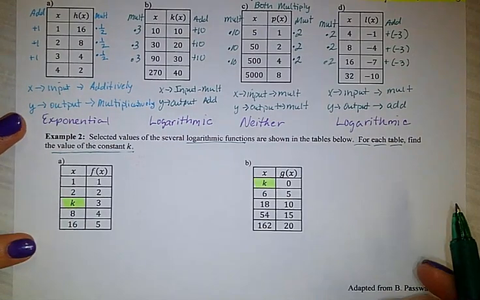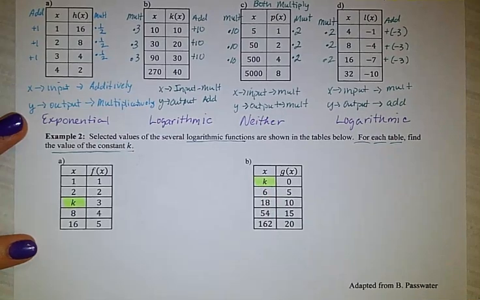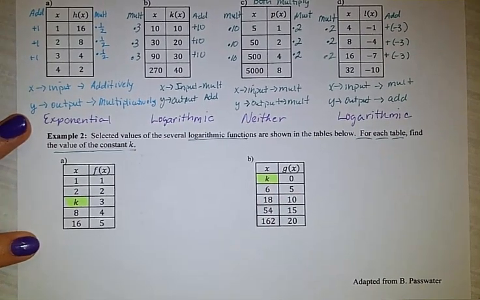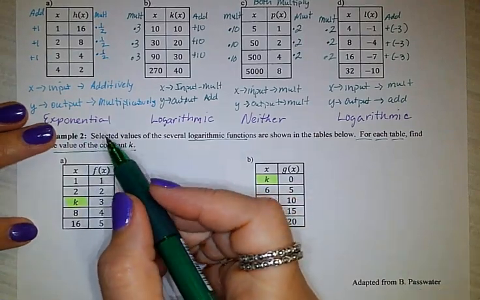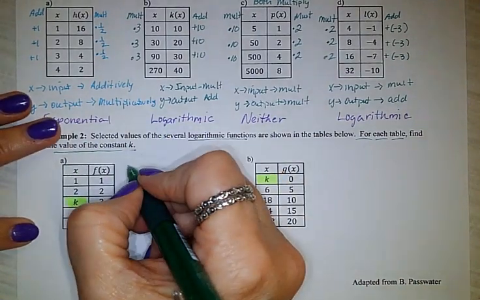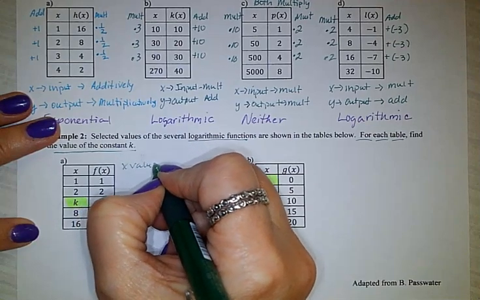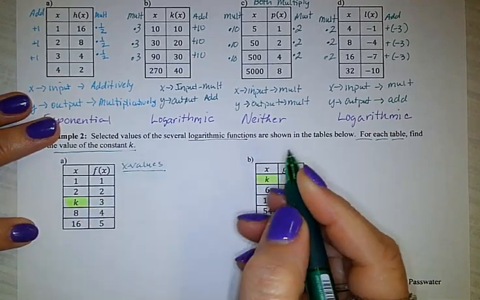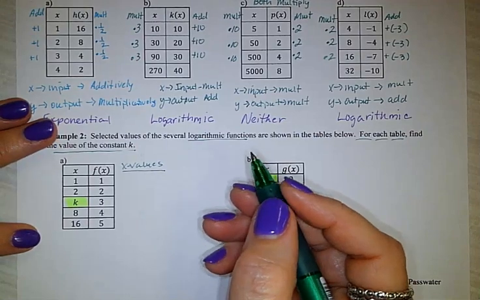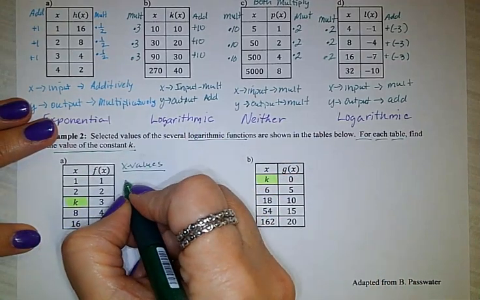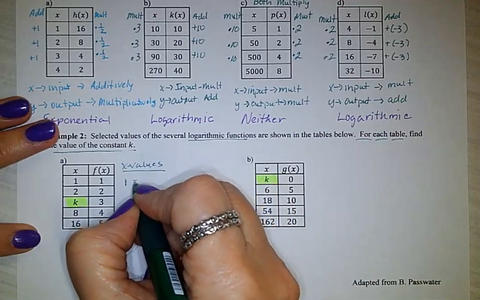Okay, so on this example, we are going to find these missing k values. These are values from a logarithmic table, and what we're trying to do is figure out the pattern to be able to find the x value where that constant is. So if I play around with the numbers and look at my x values, then I can see a pattern develop.